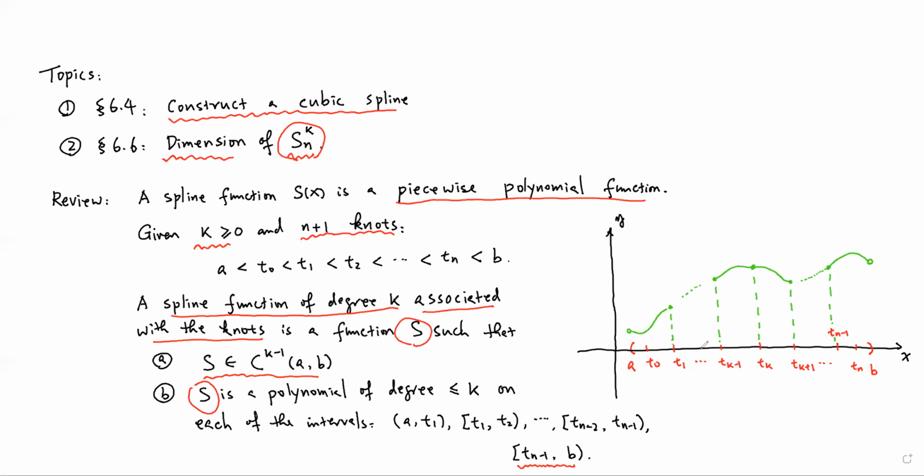Now, the first topic today, I want to construct a cubic spline. That means that the degree of the polynomials is three, a cubic spline. Okay, I want to construct a cubic spline. Now, topic one.